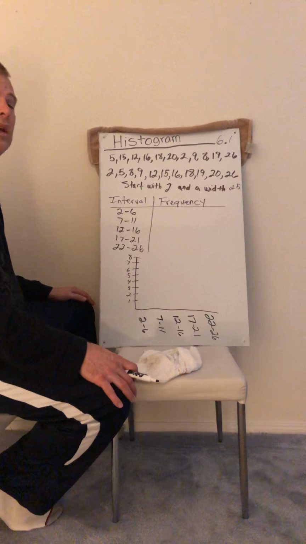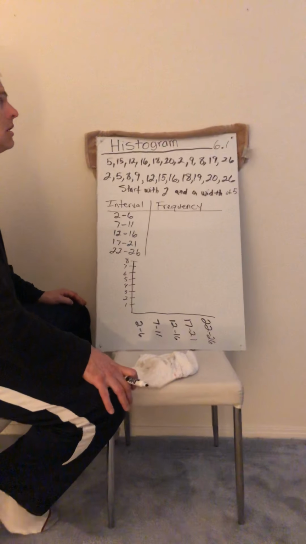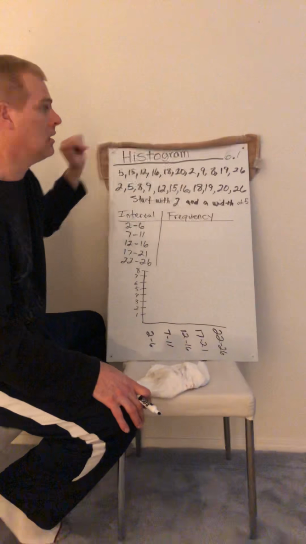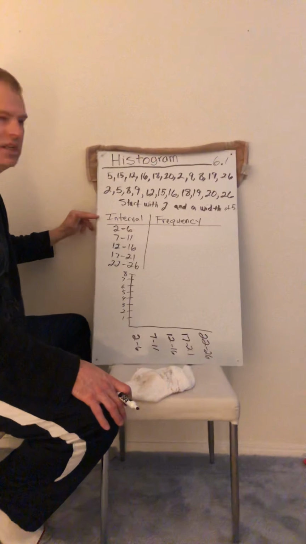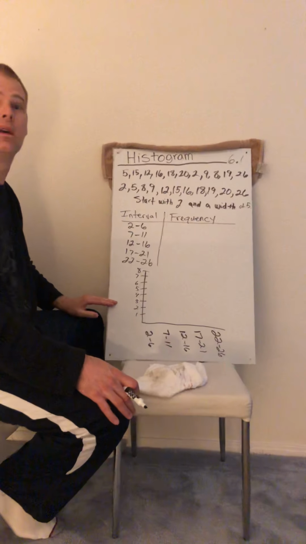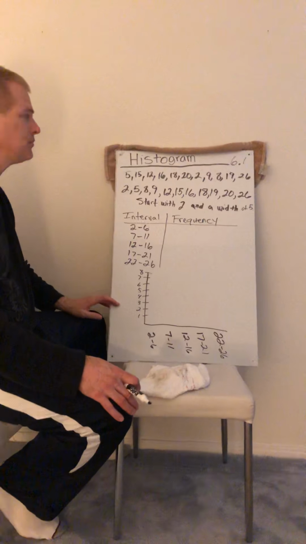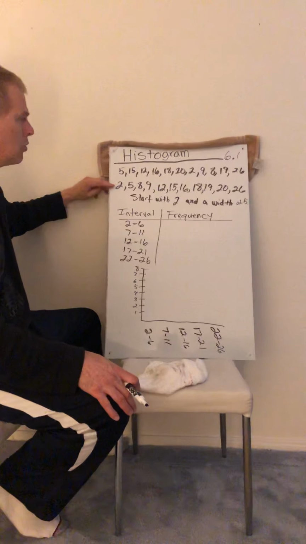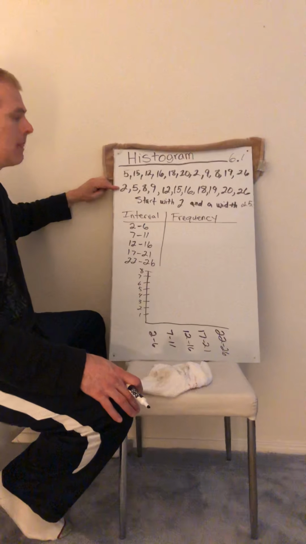Today's lesson is on histograms. So we're still working on 6.1. We are still working with the interval frequency chart, but we are going to do a histogram at the bottom. So the first step is to take our numbers, again, write them from least to greatest.